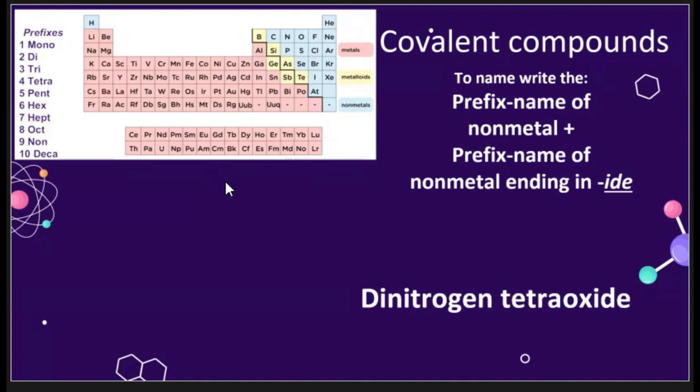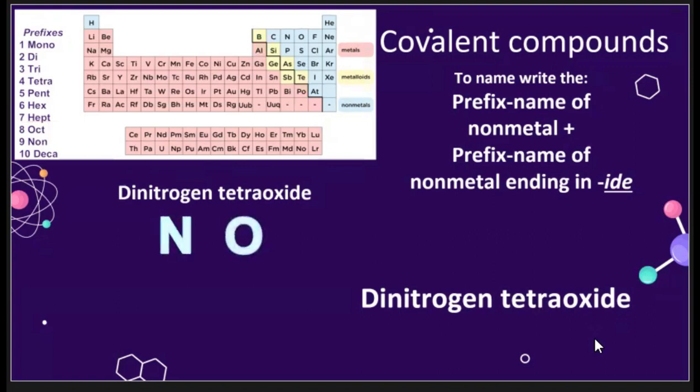Another one, dinitrogen tetraoxide. Remember, the second element should end with IDE. So to write, we have N for nitrogen and O for oxygen. Here we have di, meaning 2 for nitrogen, and tetra meaning 4 for oxygen. So we can write the chemical formula for dinitrogen tetraoxide as N2O4.